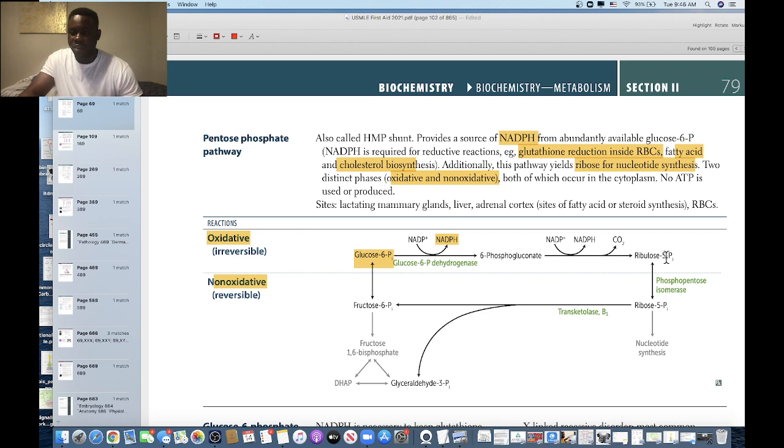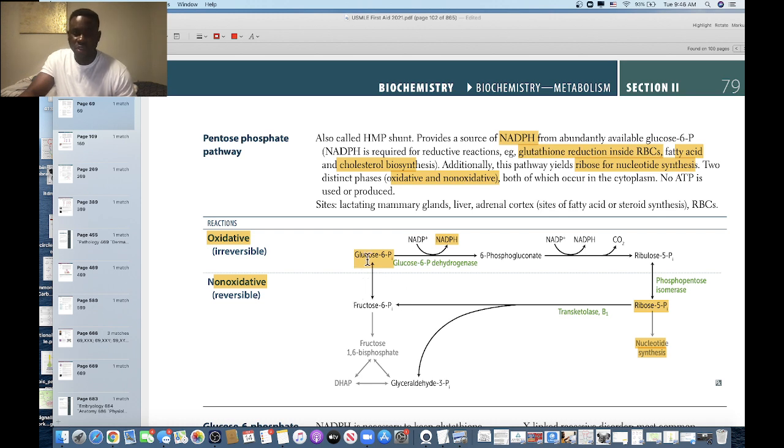Then this ribulose 5-phosphate can be converted into ribose 5-phosphate. Then the ribose 5-phosphate, which is a ribose sugar, will be converted into nucleotides for DNA synthesis. That's ATP, ADP, UDP, and co. So this reaction is irreversible. It cannot come back.